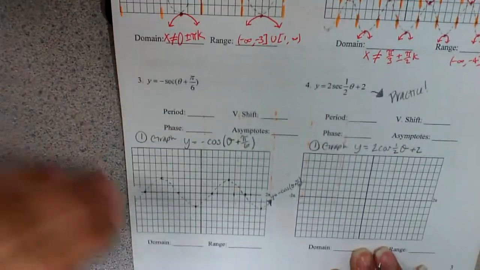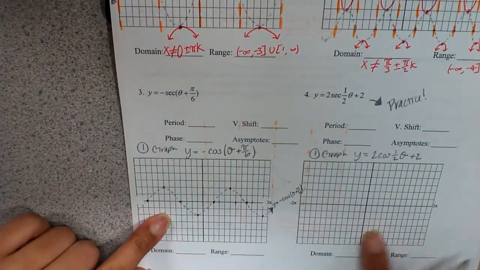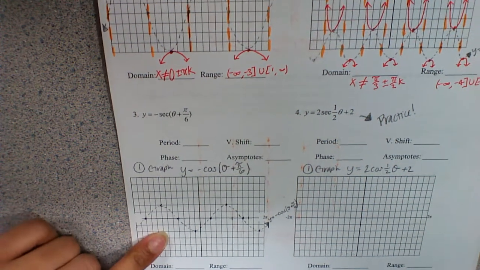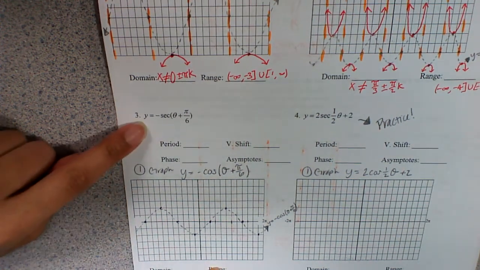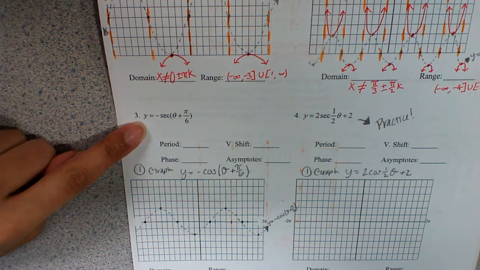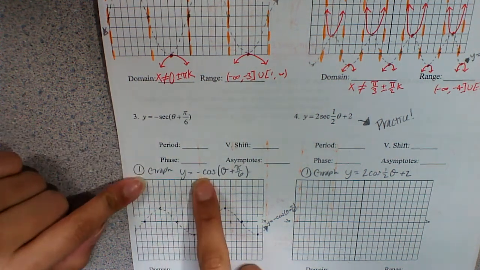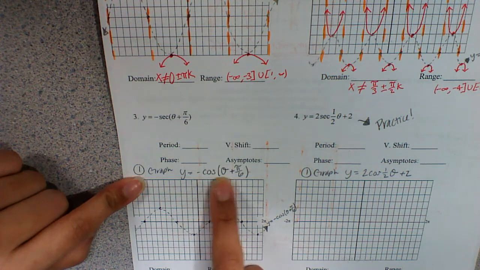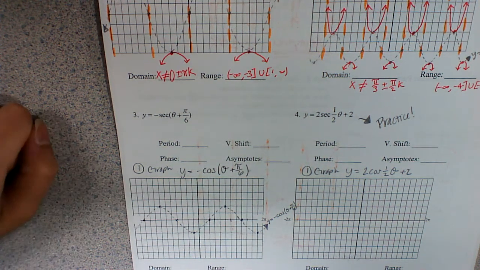Now secant would work the same way, and I'll do this one and I'll leave number 4 up for your practice. But number 3 is negative secant theta plus pi over 6. Now, just like we did for cosecant, go ahead and pause the video, graph y equals negative cos theta plus pi over 6 first. You'll see that I have it pre-graphed.